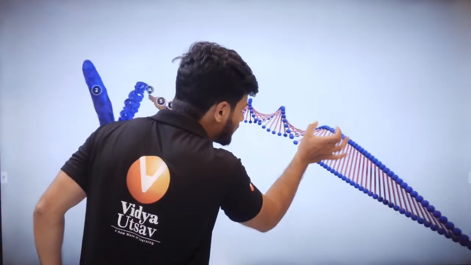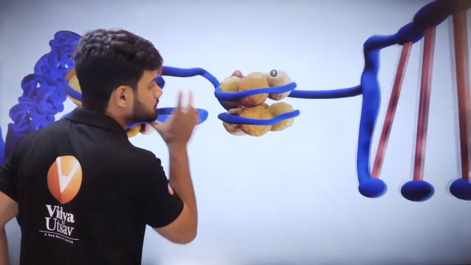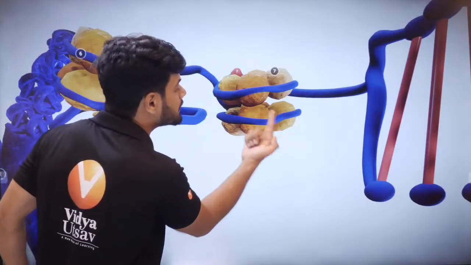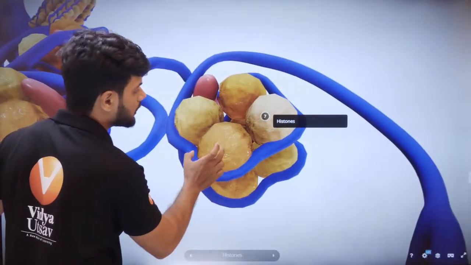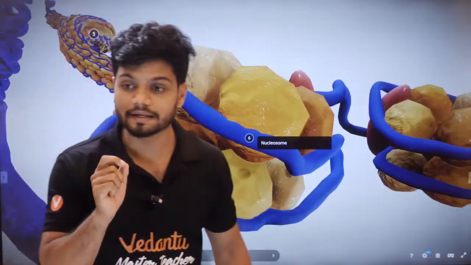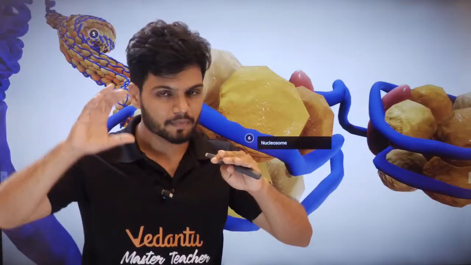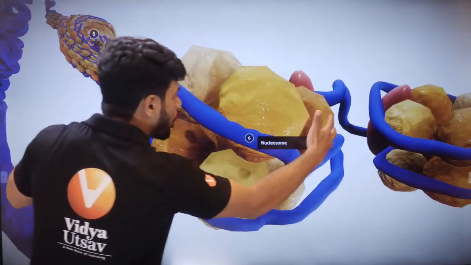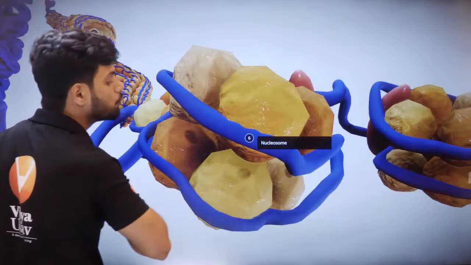Now, if I take this long DNA molecule and wrap it around a protein here, this is called histone. Now, I take the DNA and wrap it around it. Individually, this is called a histone. When I wrap the DNA around it, this entire structure is called a nucleosome. So, long DNA, histone protein around it. This entire blob, DNA plus histone, is called a nucleosome.